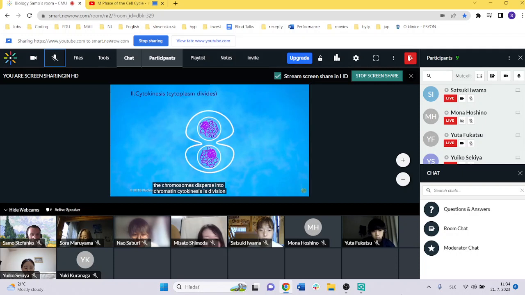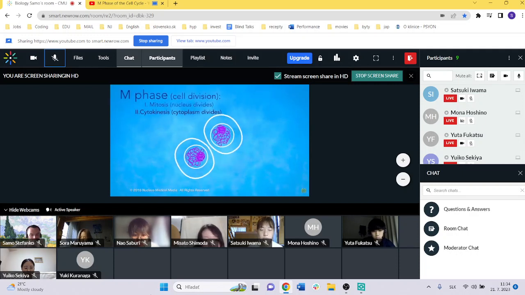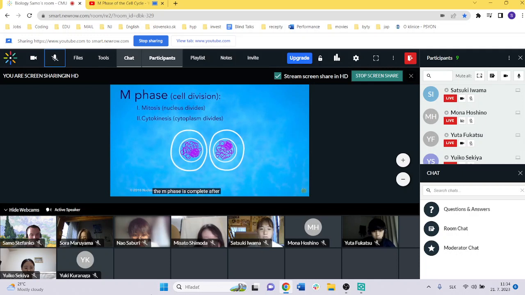Cytokinesis is division of the cytoplasm. The M phase is complete after cytokinesis occurs. The M phase of the cell cycle always results in two daughter cells. Both of these daughter cells are identical to each other and identical to the original cell that underwent mitosis.